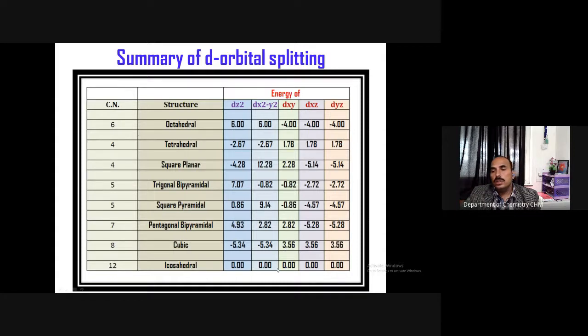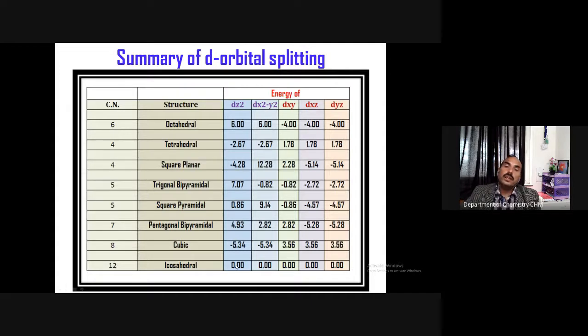Icosahedral, 0 0 0 0, right? You're surprised because there are 12 ligands here. Coordination number is 12. And how come? You would expect much more splitting. That's what you were telling in case of octahedral. There are 6 ligands, but tetrahedral only 4 ligands, less splitting. Here there are double those of octahedral. Then why 0 0 0?